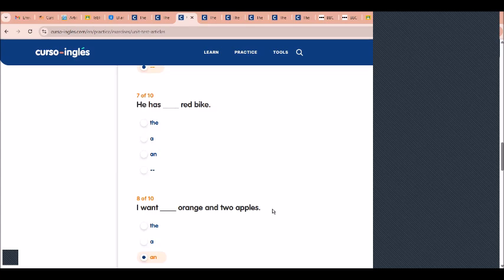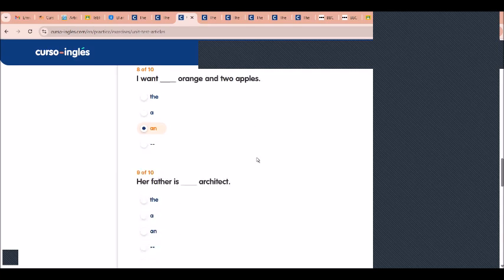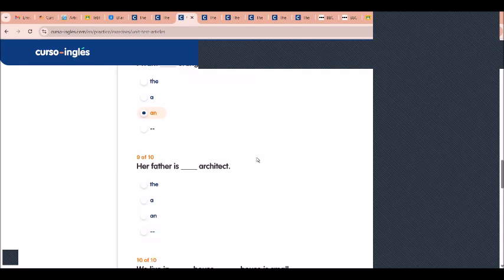Did Oben fall asleep? No, sorry, perdón, no escuché bien. He has a red bike. All right. Dalia, number 9. Yes. Okay. Her father is an architect. We'll take it.